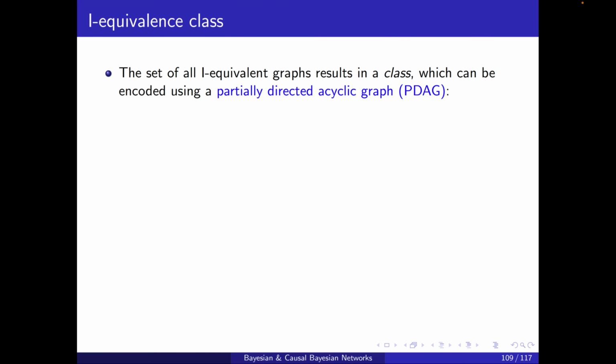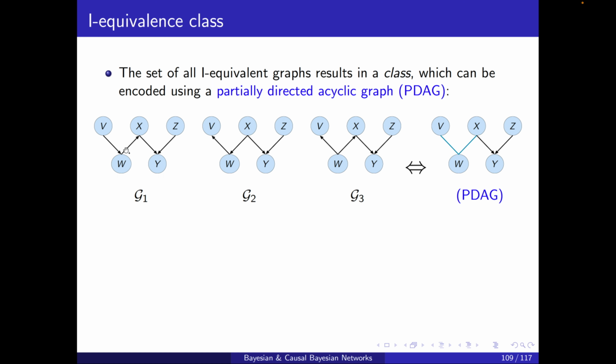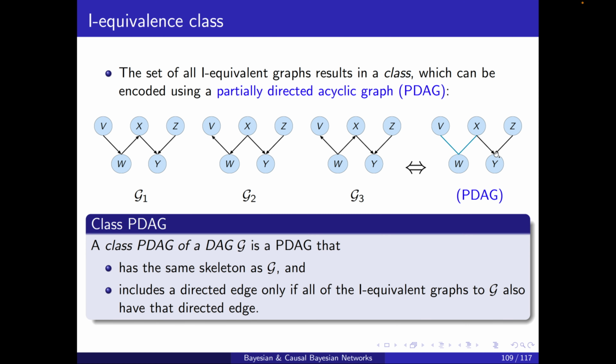Now, we can define a class of I-equivalence. The set of all I-equivalent graphs results in a class which can be encoded using a partially directed acyclic graph, a PDAG. In our example of G1, G2, G3, the equivalent PDAG would look like this. So how would we define it? Well, recall that the immoralities are the key, so we keep those arrows present, and the other ones, we just remove the arrows.